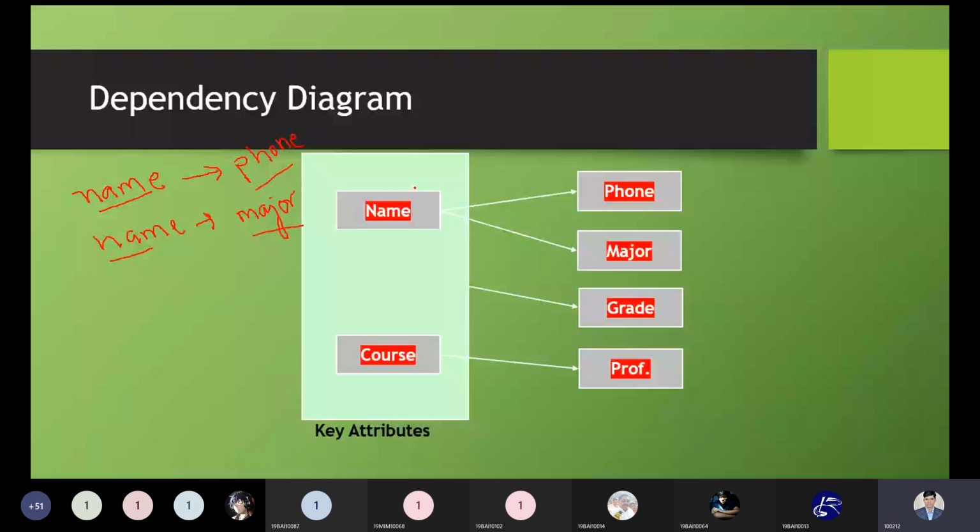Name, phone, major, grade, professor, course: these are attributes, can I say? Yes, sir. So if I read this statement in a simple way, phone number depends on the name of the student, and major depends on the student. Because if the student name does not exist in the relation, then how can you find the name and the number of such a student? So this is an attribute which depends on the other attribute. Can we say?